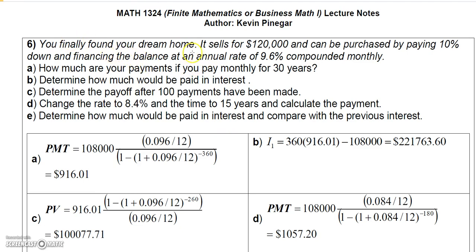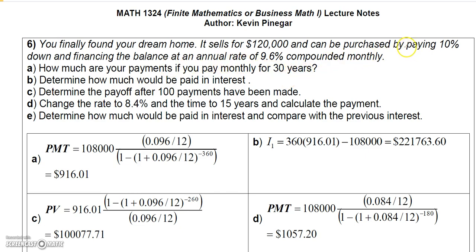All right, let's take a look at another example here. Let's say you found your dream home and it sells for $120,000, and you can pay 10% down and finance the balance at an annual rate of 9.6% compounded monthly. Question number 1, how much are your payments if you pay monthly for 30 years?